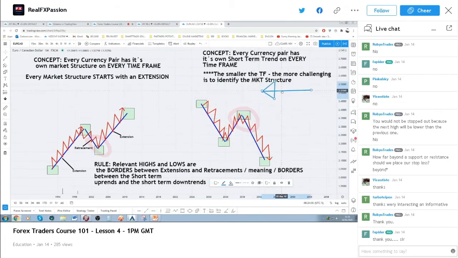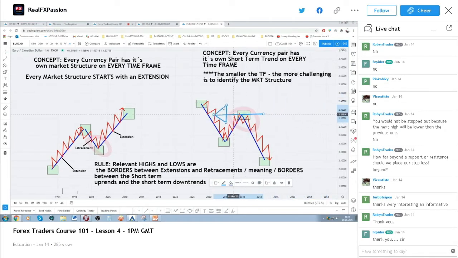You don't want to hear this, everybody, but the smaller the time frame, the more challenging it is to identify the market structure. Why? Because the smaller the time frame, the more times we are going to have a break of the market structure.